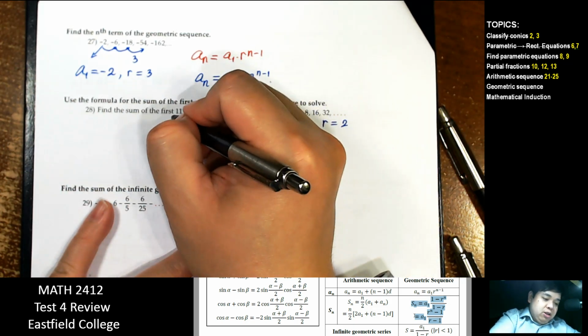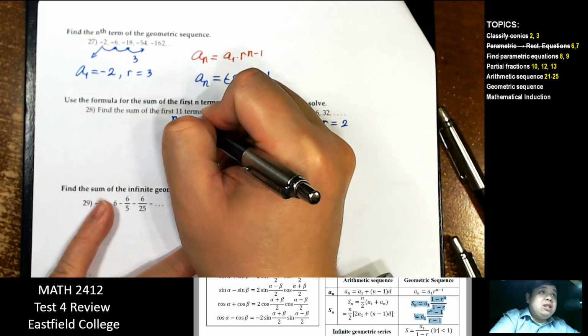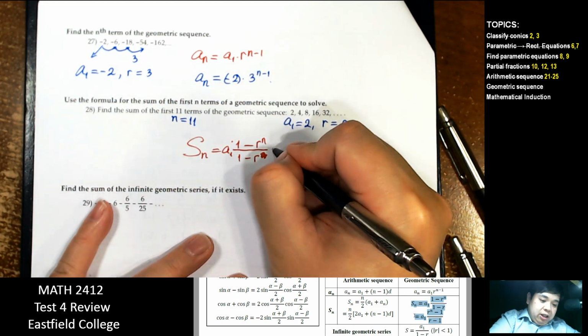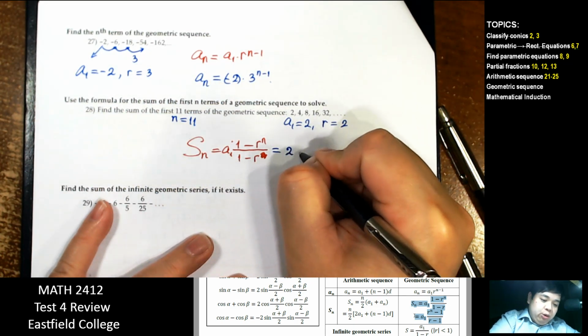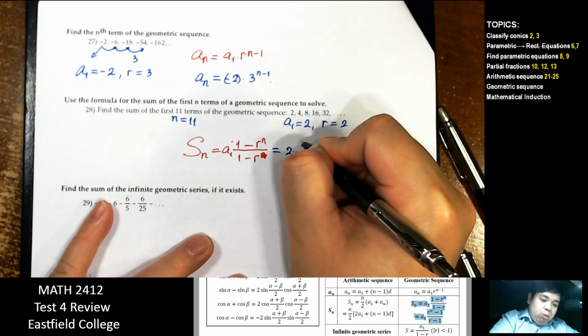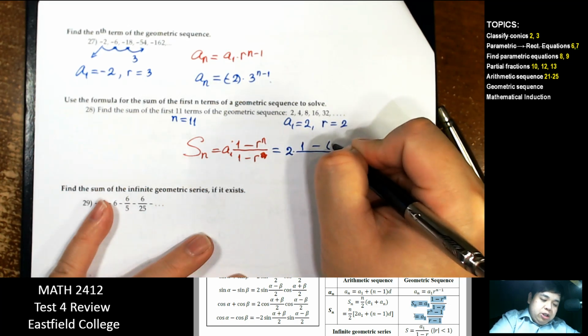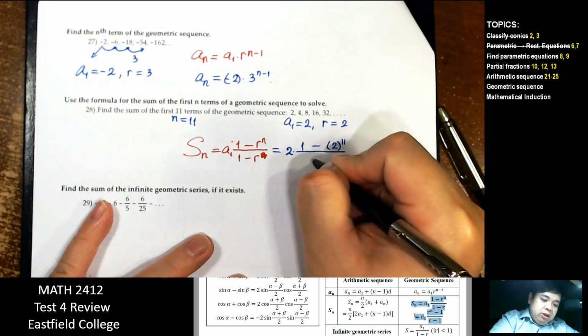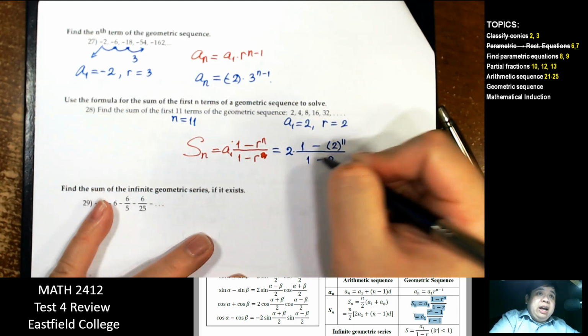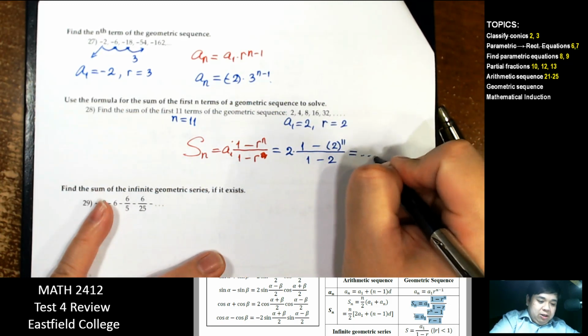And this one, the first 11 terms, so n is 11. And we just put everything in here: 2 for the first term, times 1 minus the ratio 2 to the 11th, over 1 minus 2. And that's just the calculator work.